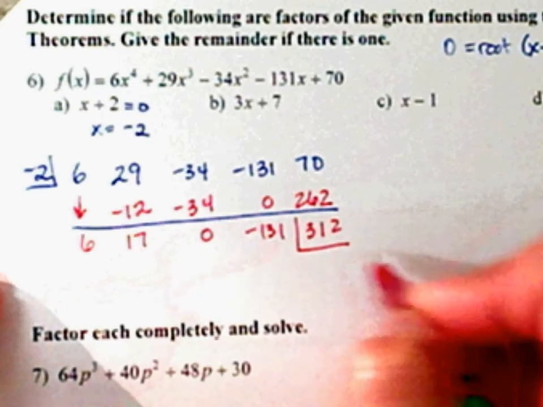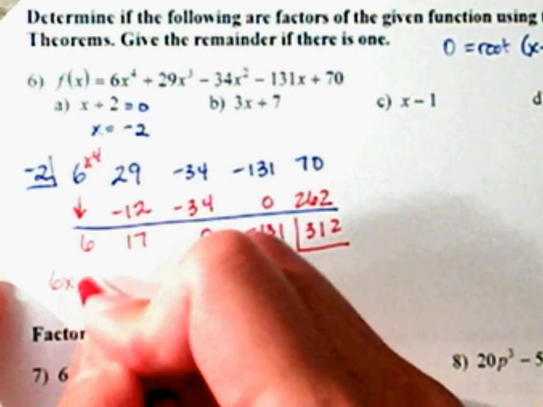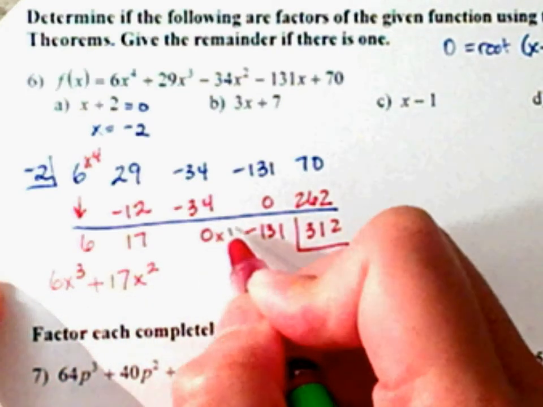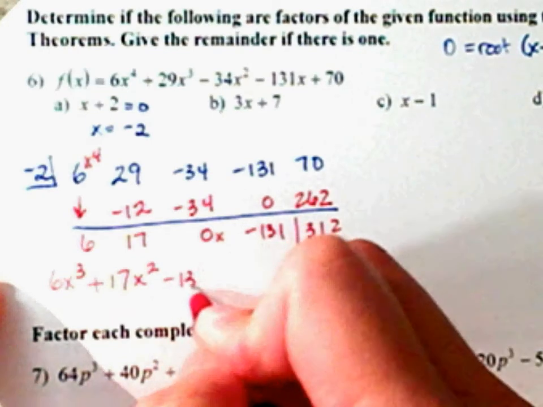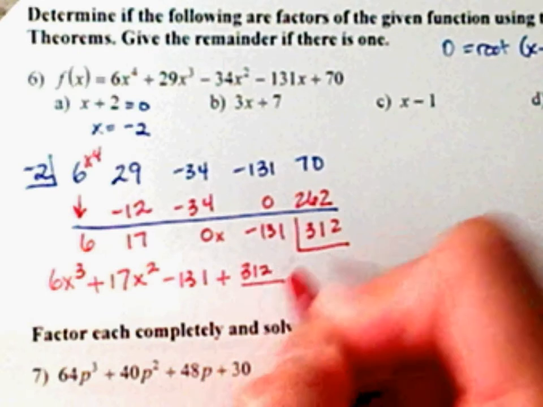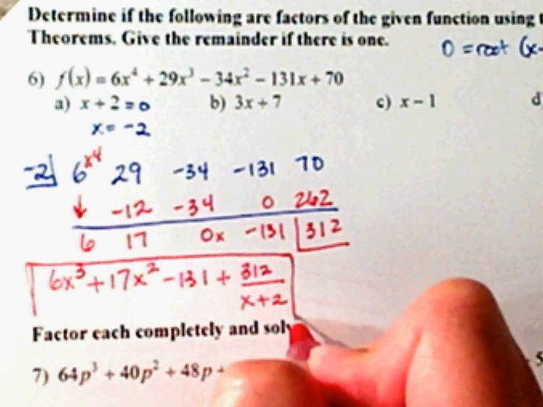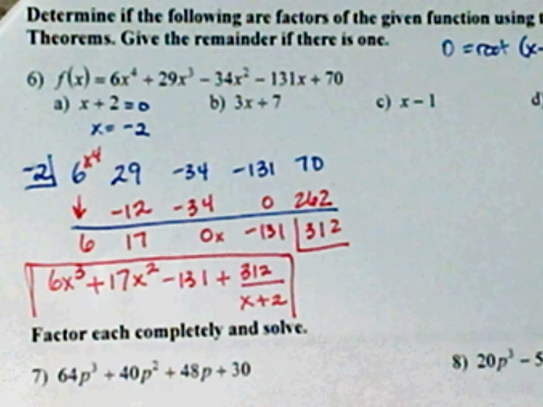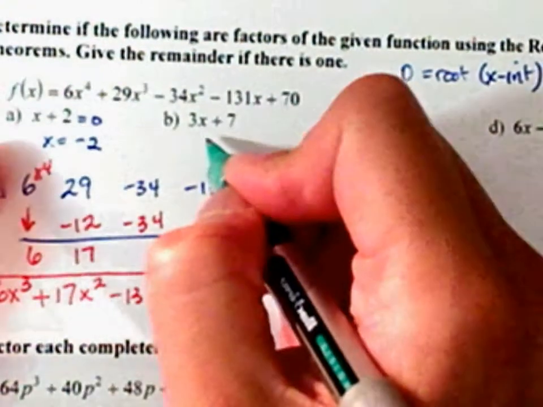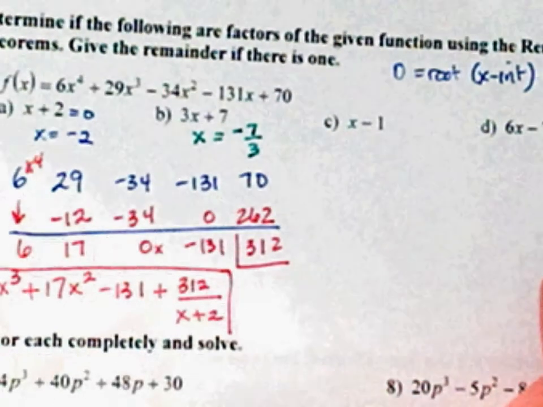So I want you guys to go ahead and write it out. Since this is x to the 4th, this is now 6x to the 3rd plus 17x squared. This is just an x minus 131. There's no x. Plus a remainder of 312 over x plus 2. Okay. Let's look at part B. Let's see if that one is a factor. Set this one equal to 0, so x is equal to -7 over 3.